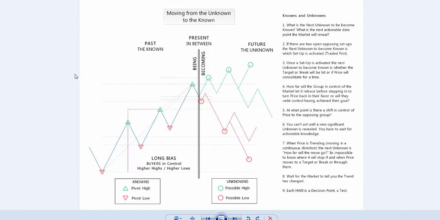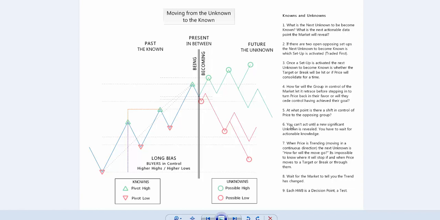Once a setup is activated, or once a setup has become known, as in we can see the participation, the market stopping at its setup, the next unknown to become known is whether the target will be hit or if it will break its setup. Right? So that is the next thing that's going to happen. How far will the group in control of the market let it retrace before stepping in to turn price back in to their favor, or will they cede control having achieved their goal? At what point is there a shift in control of price to the opposing group?